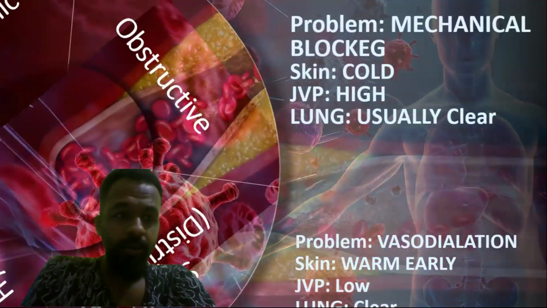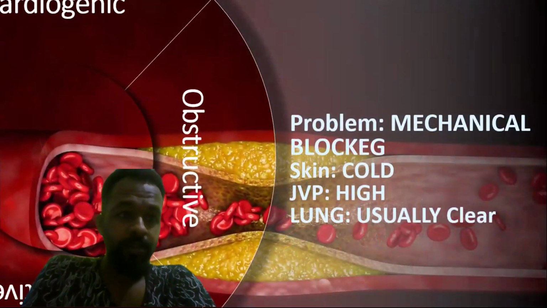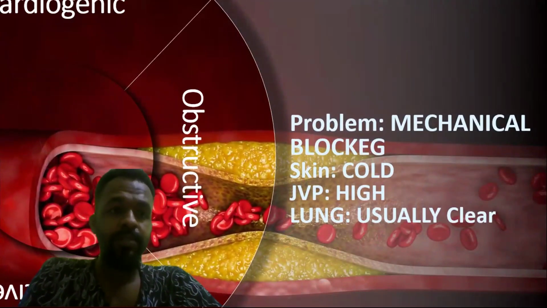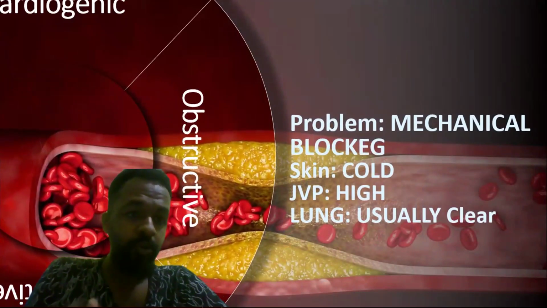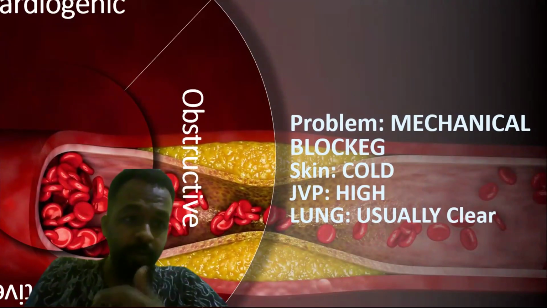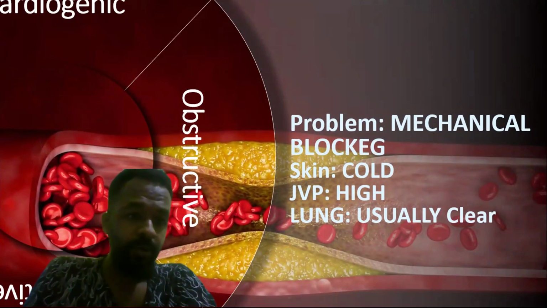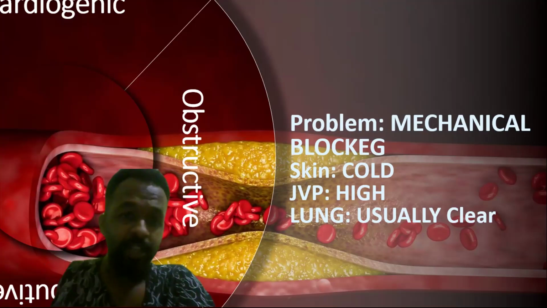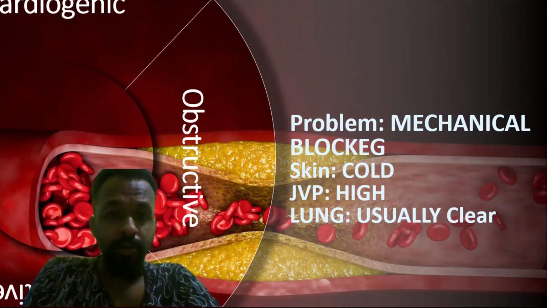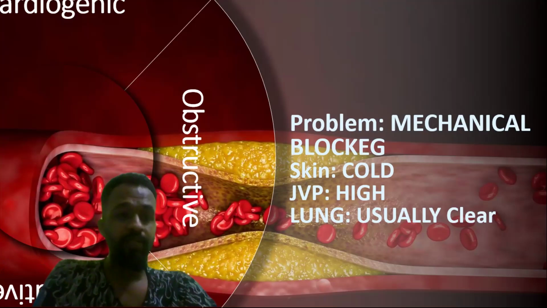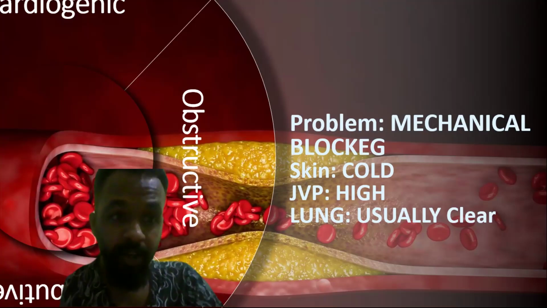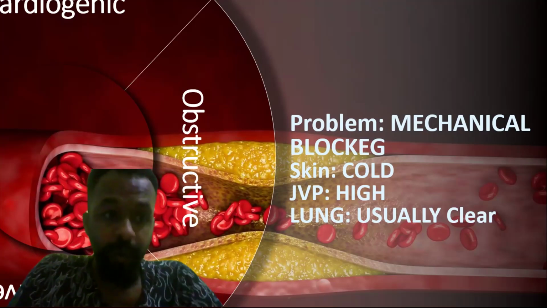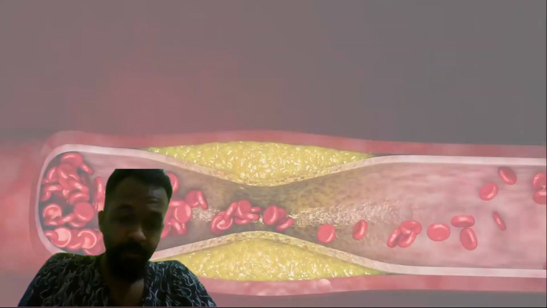Third, we have obstructive shock. This occurs when blood flow is physically blocked. Examples include pulmonary embolism, cardiac tamponade, and tension pneumothorax. Patients may also have hypotension and elevated JVP, which can confuse students. However, lung crackles usually point more towards cardiogenic shock because fluid backs up into the lung.